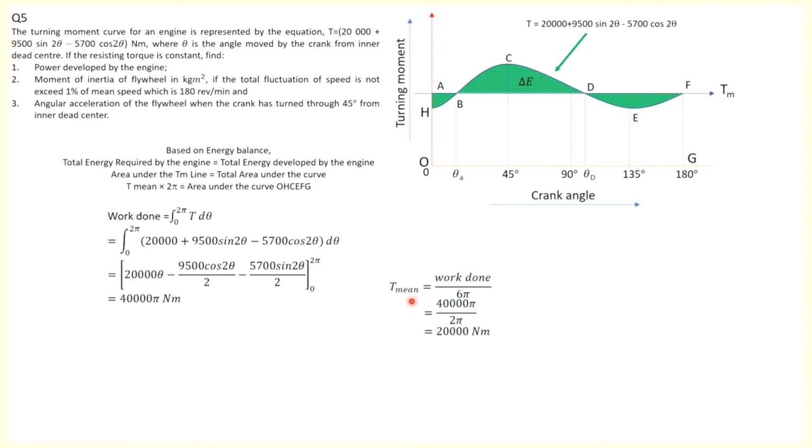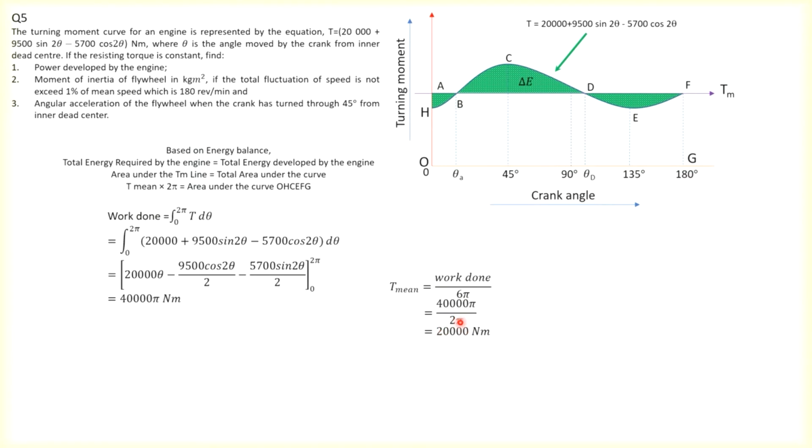Then to find the T mean, you take the work done divided by 2 pi. What we have considered is 2 pi; this is my mistake, 2 pi. So T mean multiplied by 2 pi if it is 360 degrees. If it is 180 degrees, you can take pi, so T mean times pi. Here you will have to change to pi as well. Since we have taken 2 pi, this one should be 2 pi.